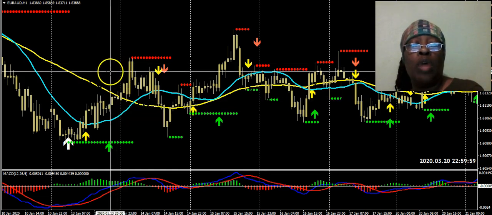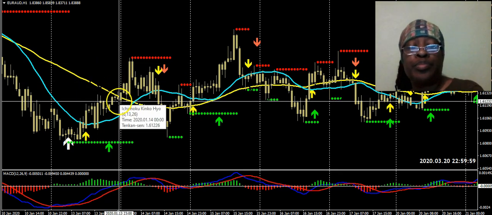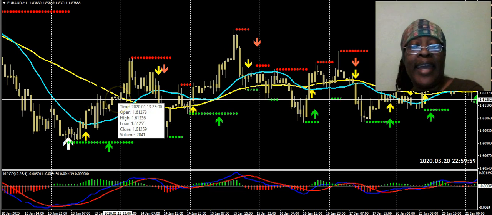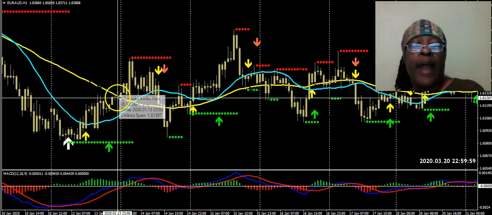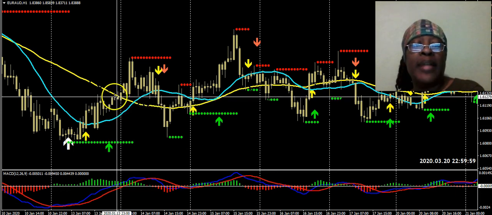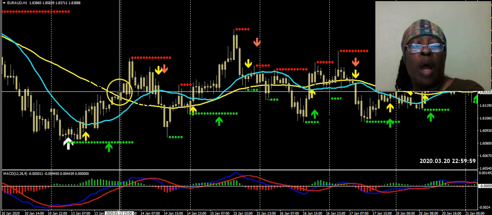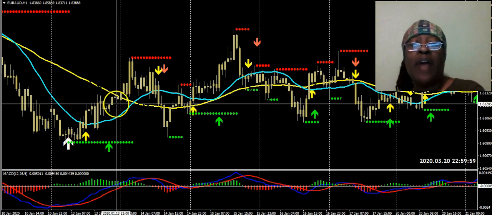When a candle closes above the 50, we're going to line that candle up with the MACD, which is down here. Now, line this candle up. It did not close above the 50. So we're not going to take it.